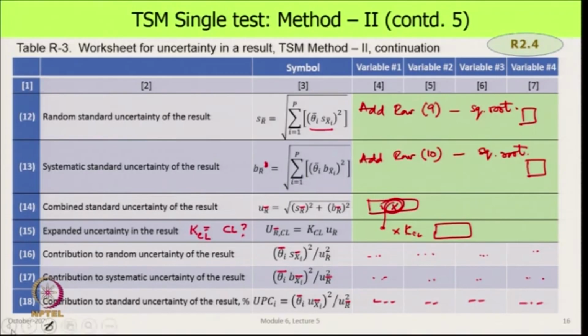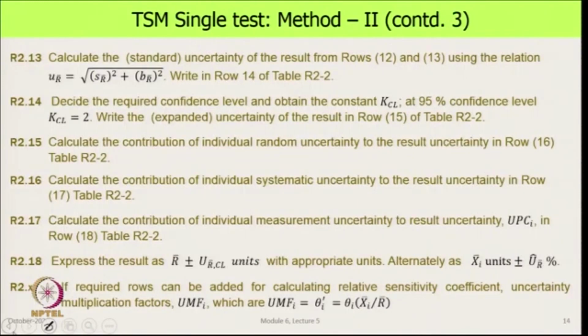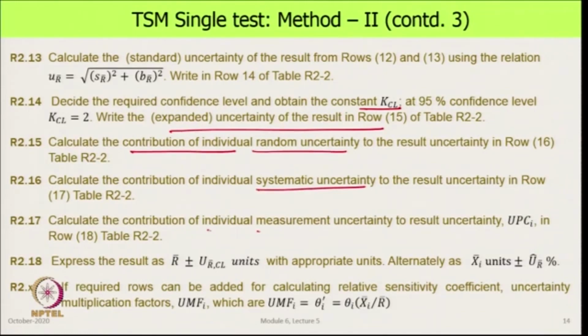So, what did we get? We decided K CL and got the expanded uncertainty in the result. Then we looked at the contribution of individual random uncertainties, systematic uncertainties, and contribution to the individual measurement uncertainties. All these calculations done, we are ready to express the result, which is R bar plus minus U R CL with its appropriate units, or this with its appropriate units and something as a percentage.